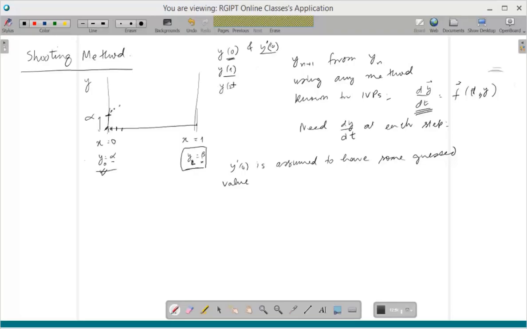If I want to find y2, I need to know y prime 1, right? So I cannot guess at each step. The first step guess is enough, but at each step I need to know y prime. I should have a way to evaluate y prime 1. Therefore, I need to have an equation for y prime. I need to know how y prime is changing at each step. So to find y prime at 1, I need the governing equation.